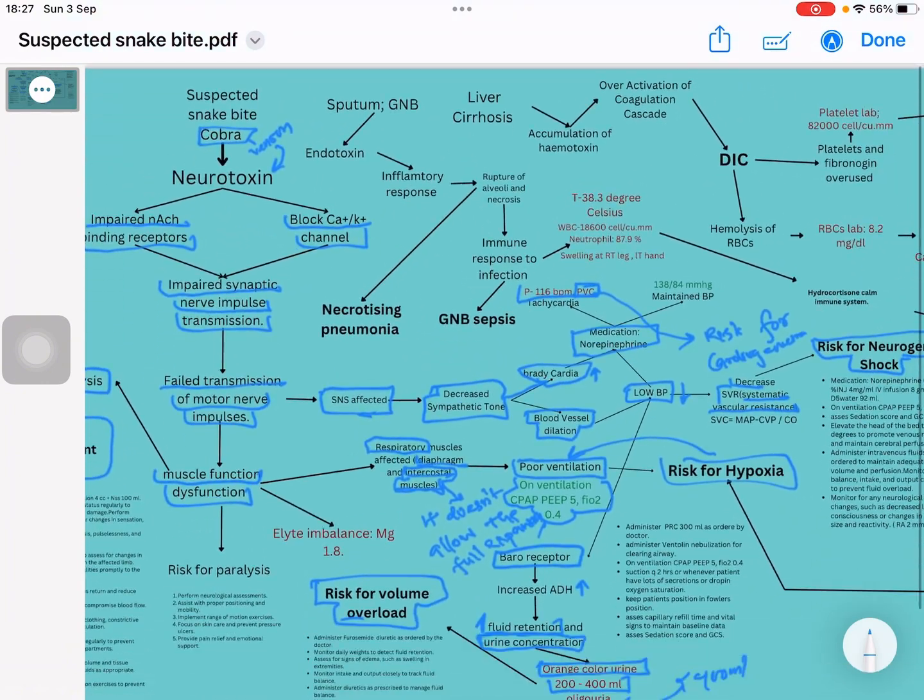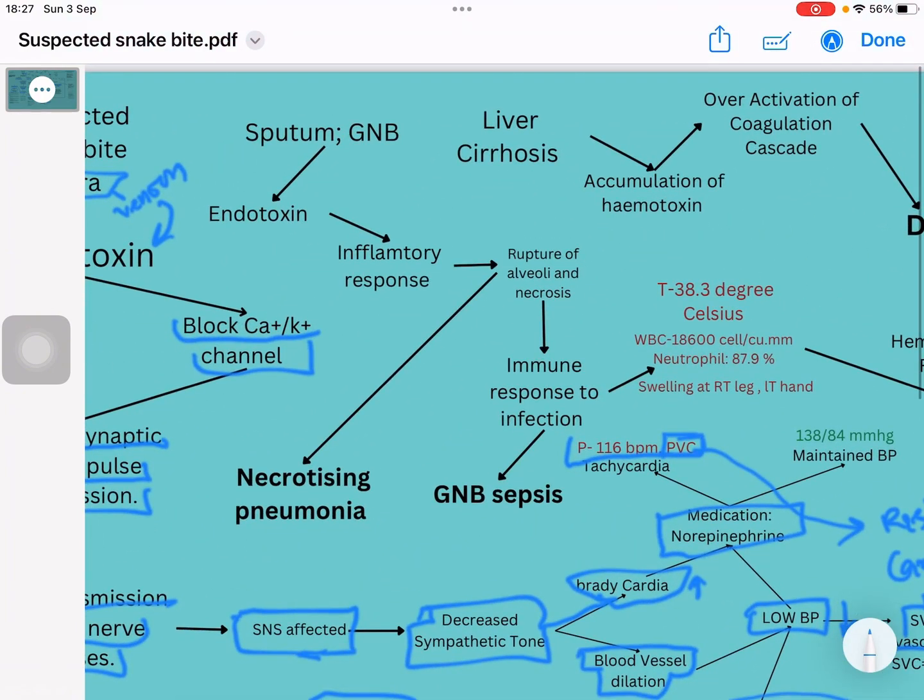another risk factor my patient has is that during the sputum culture, my patient had gram-negative bacteria which produce endotoxin. This toxin causes inflammatory responses, due to which there is rupture of alveoli and necrosis in the lung.